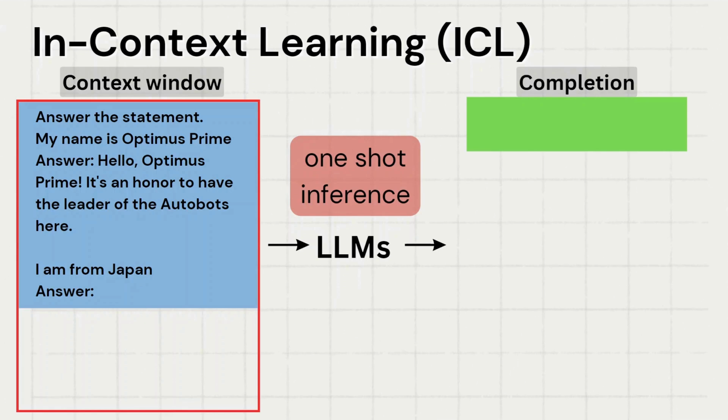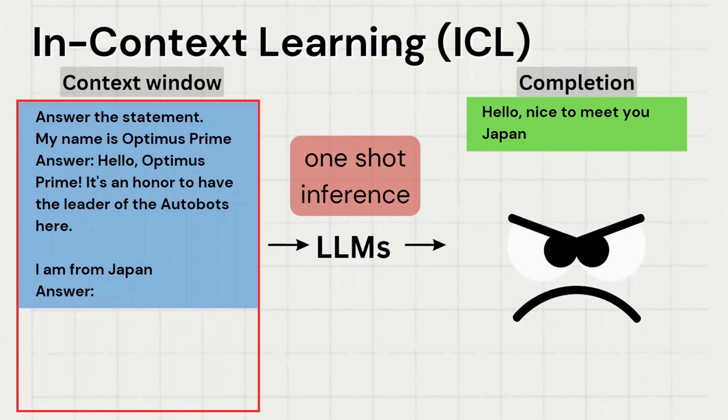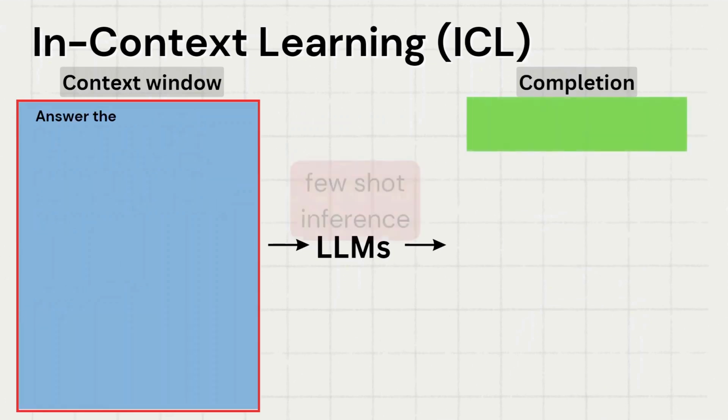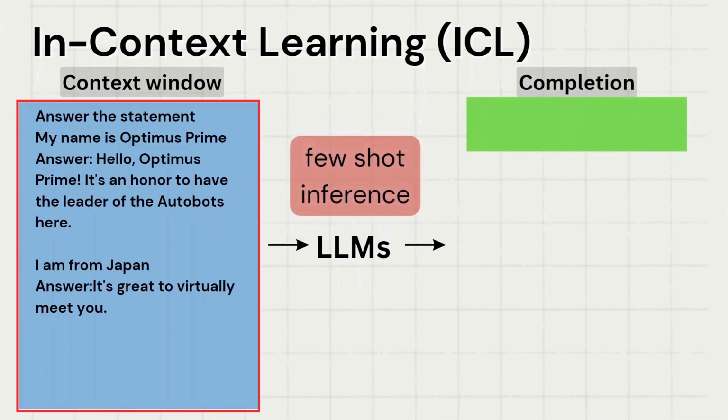Then I provide another statement which is I am from Japan and allow the model to predict the outcome based on this input. Now it is performing a little bit better, but still it is not up to expectations. So you go one step further and instead of doing one shot, you do few shot inference. In this you can provide two or more examples in the context window.